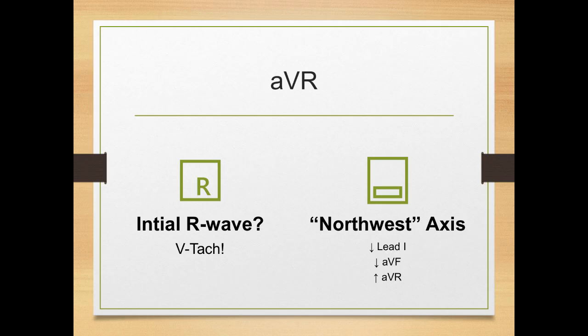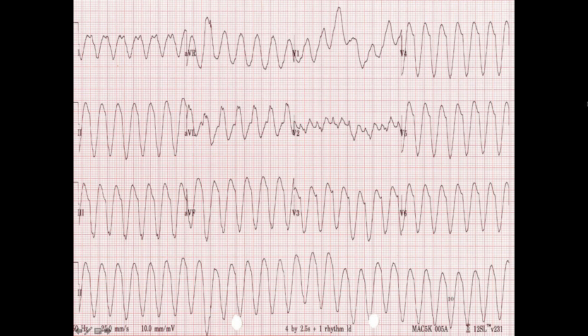And then I look at AVR, and I have this initial R wave, and AVR should be positive because that's where my window is. That's the only window that sees a ventricular rhythm as a positive wave. So AVR should be positive. I should have an initial R wave. Now let's look at a few 12 leads.